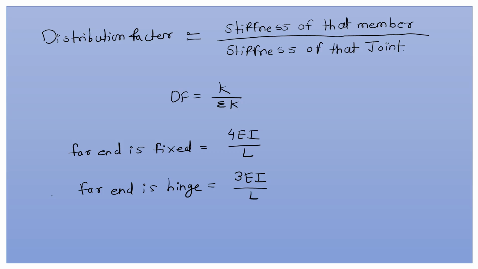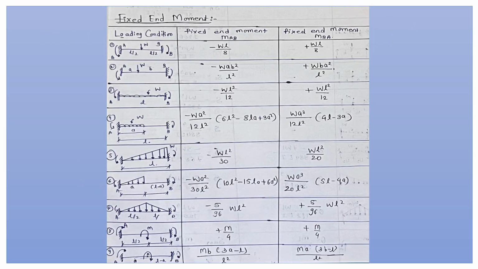Then next is fixed end moments. In the first condition of fixed end moment, the beam is subjected to a point load at its center, and for that, the fixed end moment about support A, that is MAB, is minus WL by 8, and the fixed end moment MBA, means at the support B, is plus WL by 8.